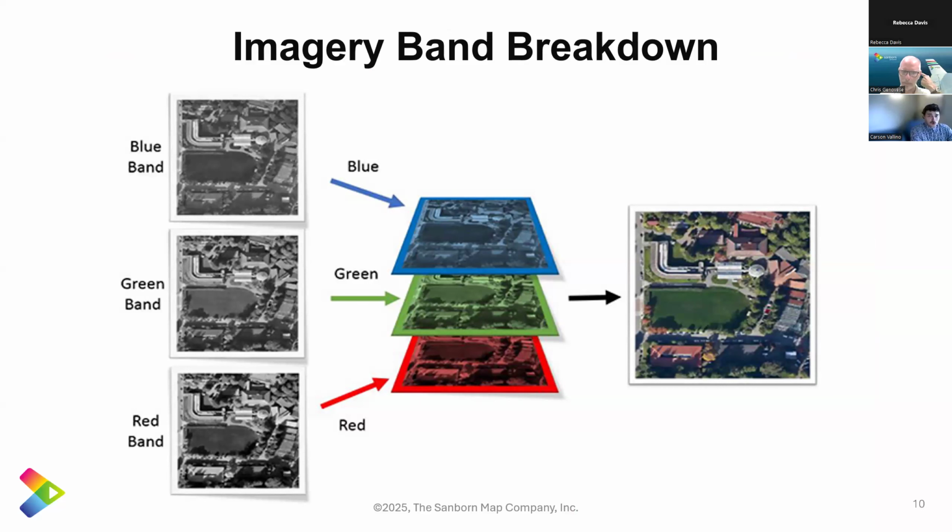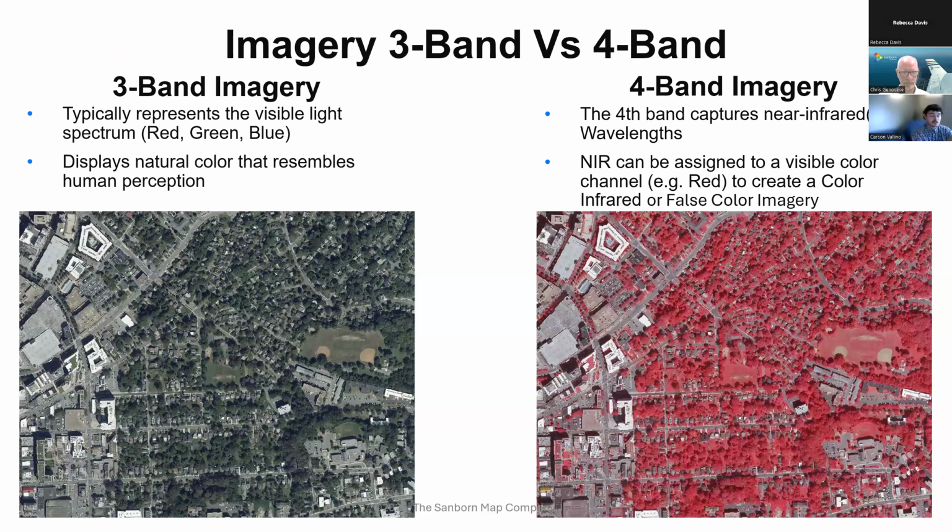So we're just going to talk quickly about imagery band breakdown. Basically, imagery is composited from a series of bands that get composited together to create an output. In this case, you can see some pretty standard RGB colors coming together to create a true color. So this is what we call three band. Typically represents the visible light spectrum.